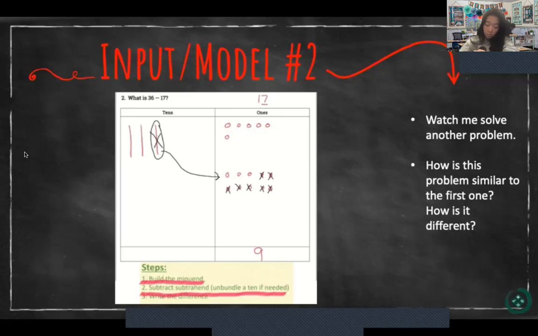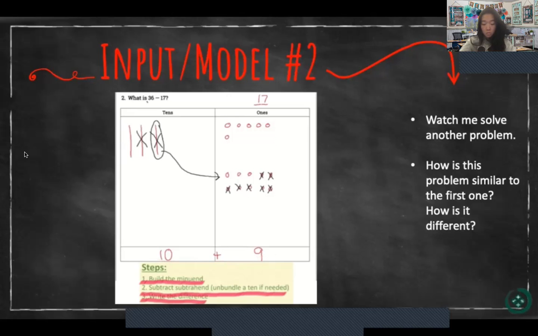Here I see that 17 has 1 ten. So I can subtract 1 ten from the tens place, and I see that I have just 1 ten left, which has a value of 10. So we have 10 plus 9. Step 3 would like us to write the difference. Well, 10 plus 9 is equal to 19.